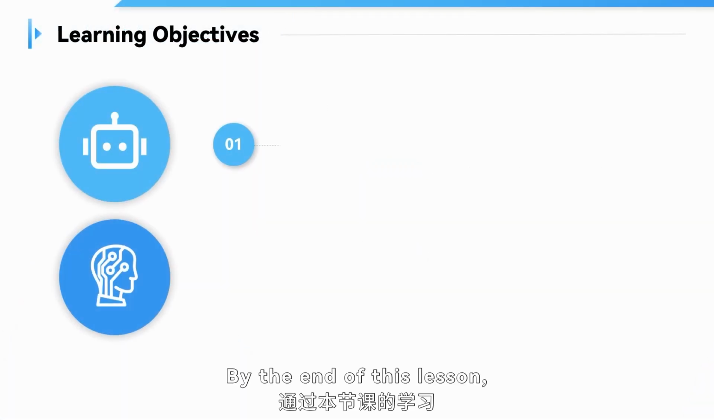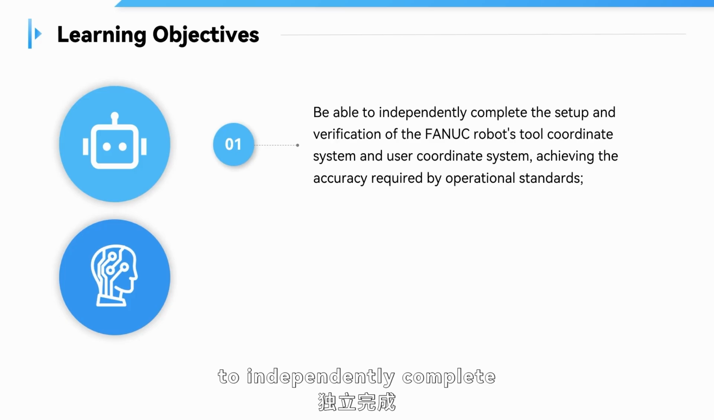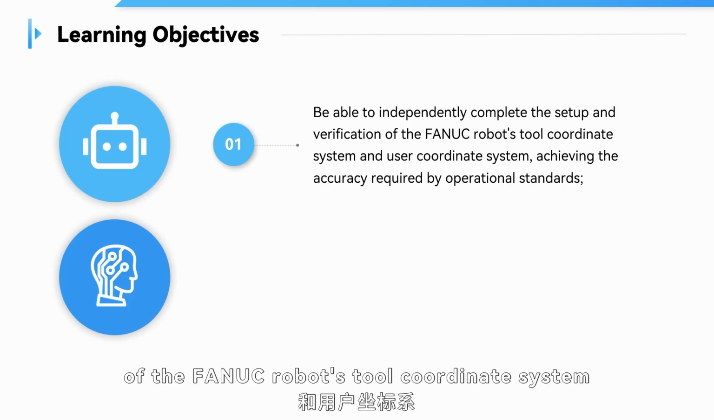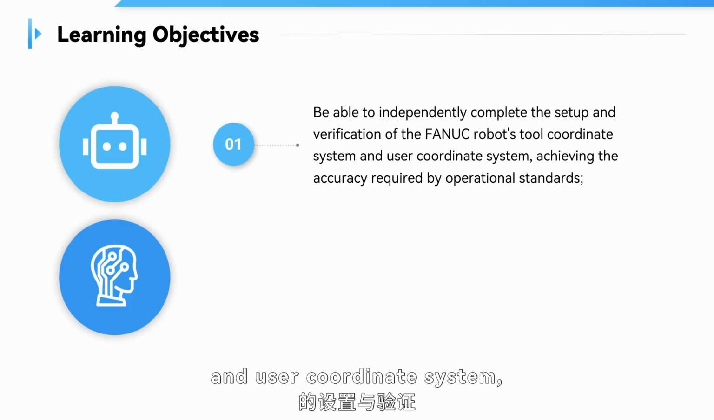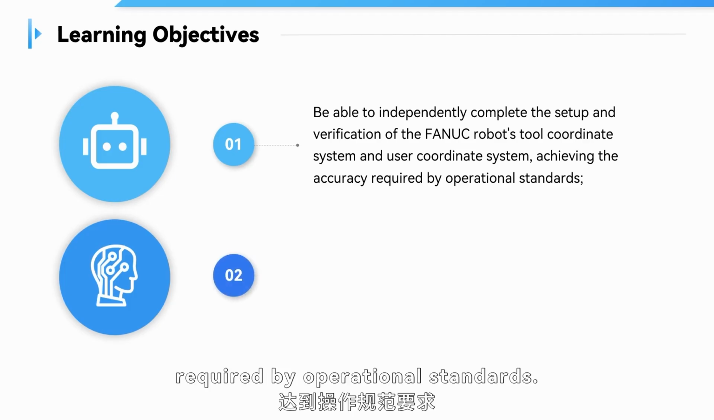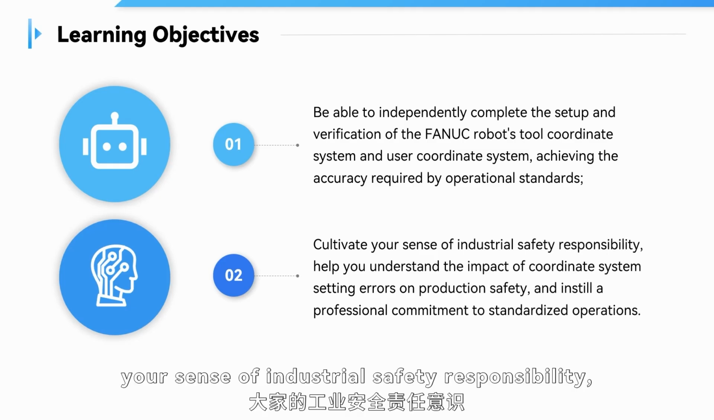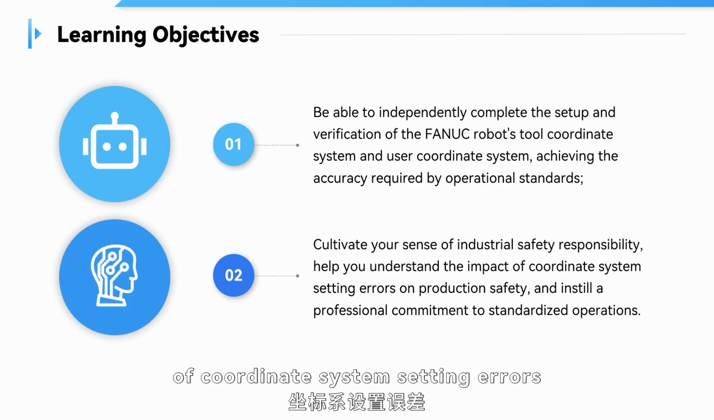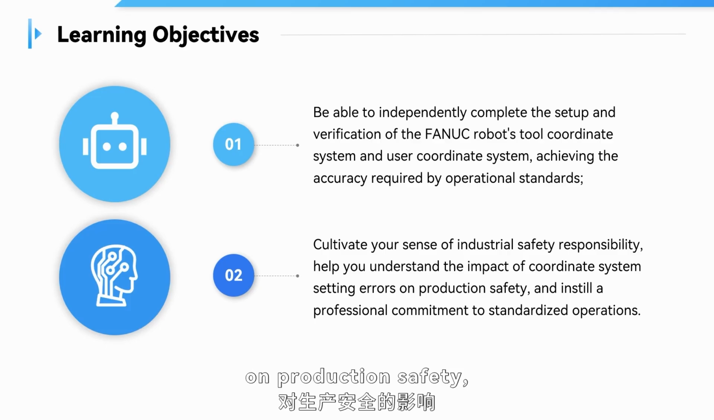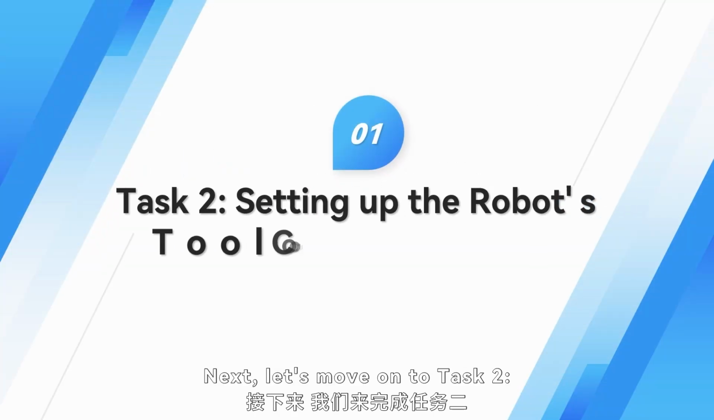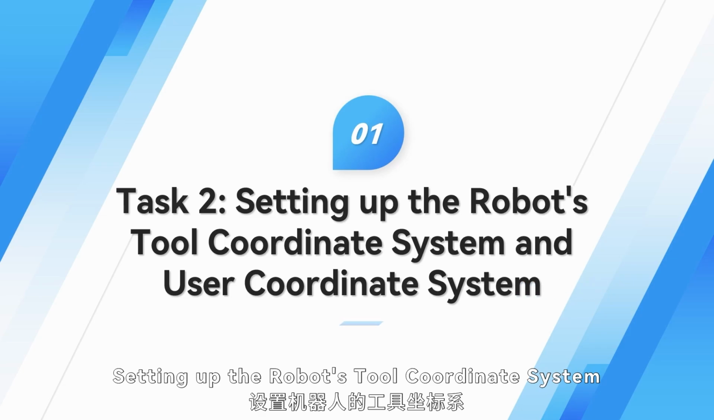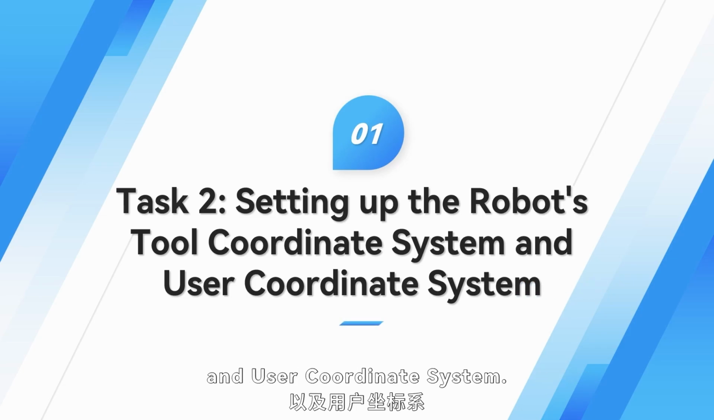By the end of this lesson, I hope that you will be able to independently complete the setup and verification of the FANUC robot's tool coordinate system and user coordinate system, achieving the accuracy required by operational standards. I also aim to cultivate your sense of industrial safety responsibility, help you understand the impact of coordinate system setting errors on production safety, and instill a professional commitment to standardized operations. Next, let's move on to Task 2, setting up the robot's tool coordinate system and user coordinate system.